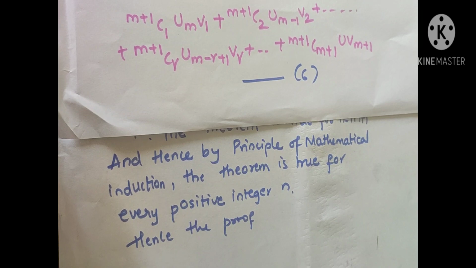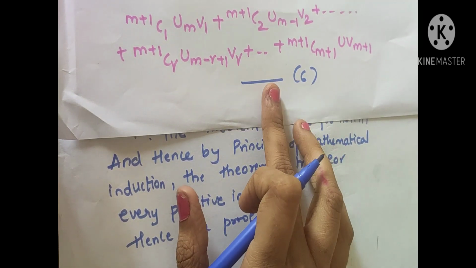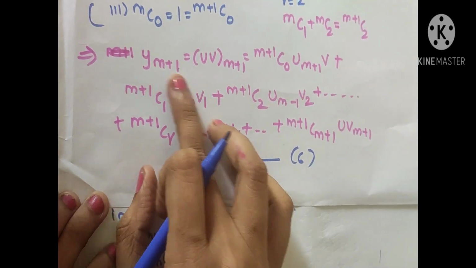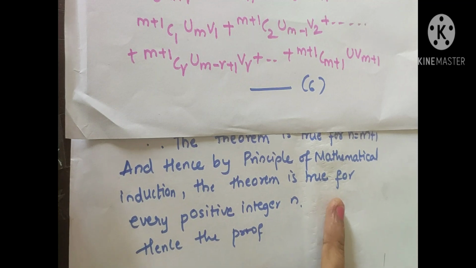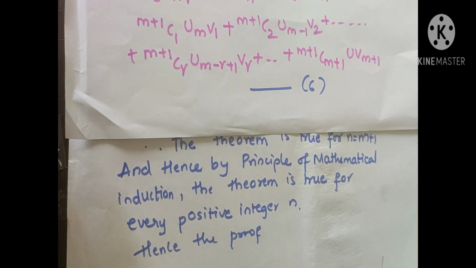So we have proved for n equal to 1, we have assumed n equal to m. Finally we have proved for n equal to m plus 1. So by mathematical induction, what you can say, the theorem is true for every positive integer n. This completes the proof of this theorem.